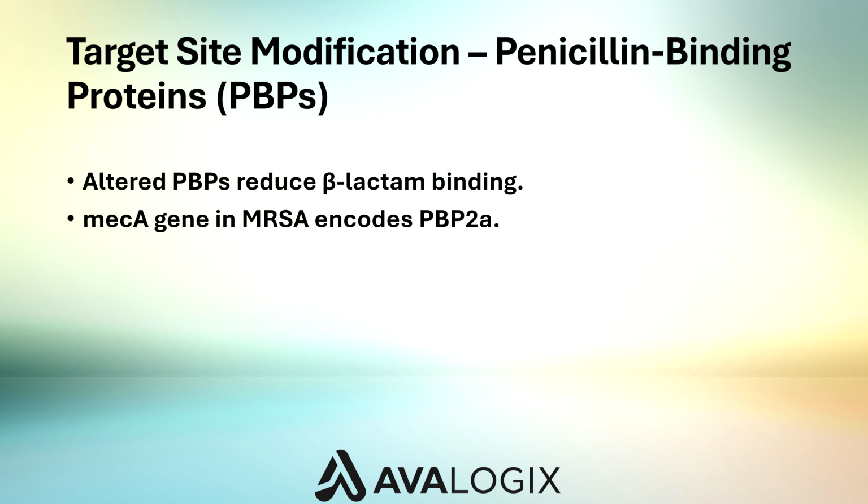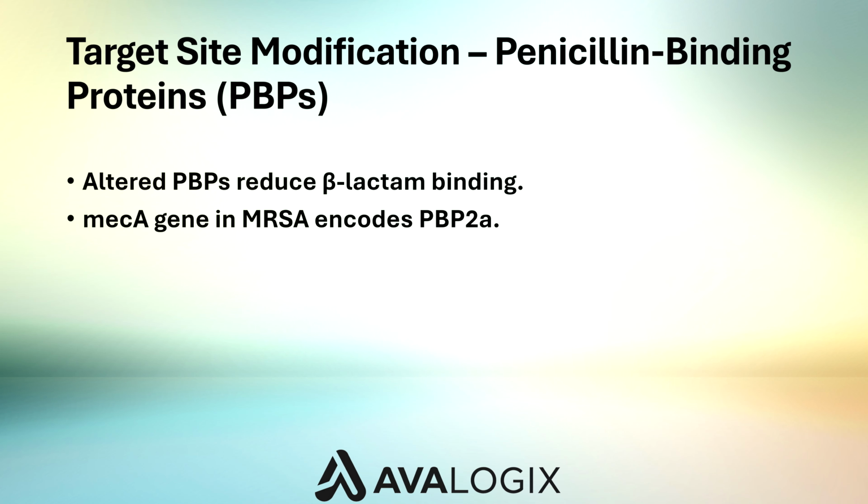Some bacteria develop resistance by altering the structure of their PBPs so that beta-lactams can no longer bind effectively. A classic example is Streptococcus pneumoniae, which has modified PBPs that reduce penicillin binding affinity. Then there's MRSA, methicillin-resistant Staphylococcus aureus. MRSA acquires a new gene, mecA, which encodes a novel PBP called PBP2a. This protein has a low affinity for beta-lactams, rendering them largely ineffective.